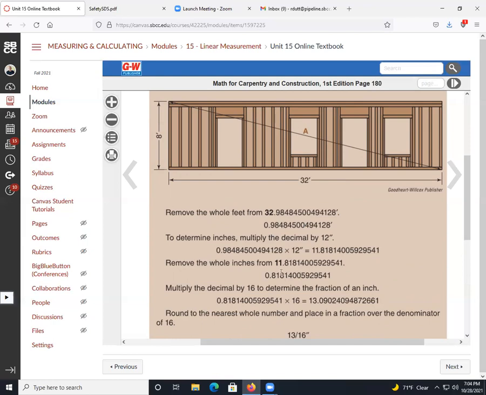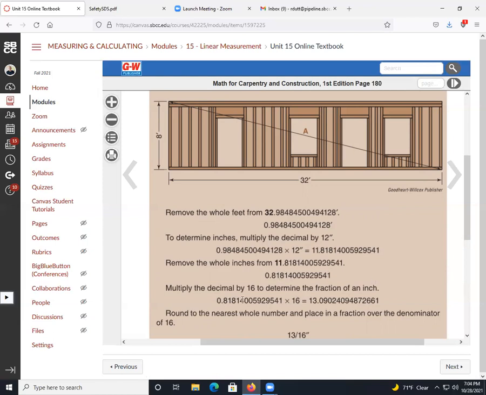So we know it's 32 feet. That's not going to change. So we need to convert the 0.984 and so on to inches, basically, right? To 16ths of an inch. To determine the inches, we need to multiply the decimal by 12, and then we get 11.81 and so on. So it's 11 inches. So we're pulling that out. 32 feet, 11 inches. And now what we've got left is this 0.818 and so on.